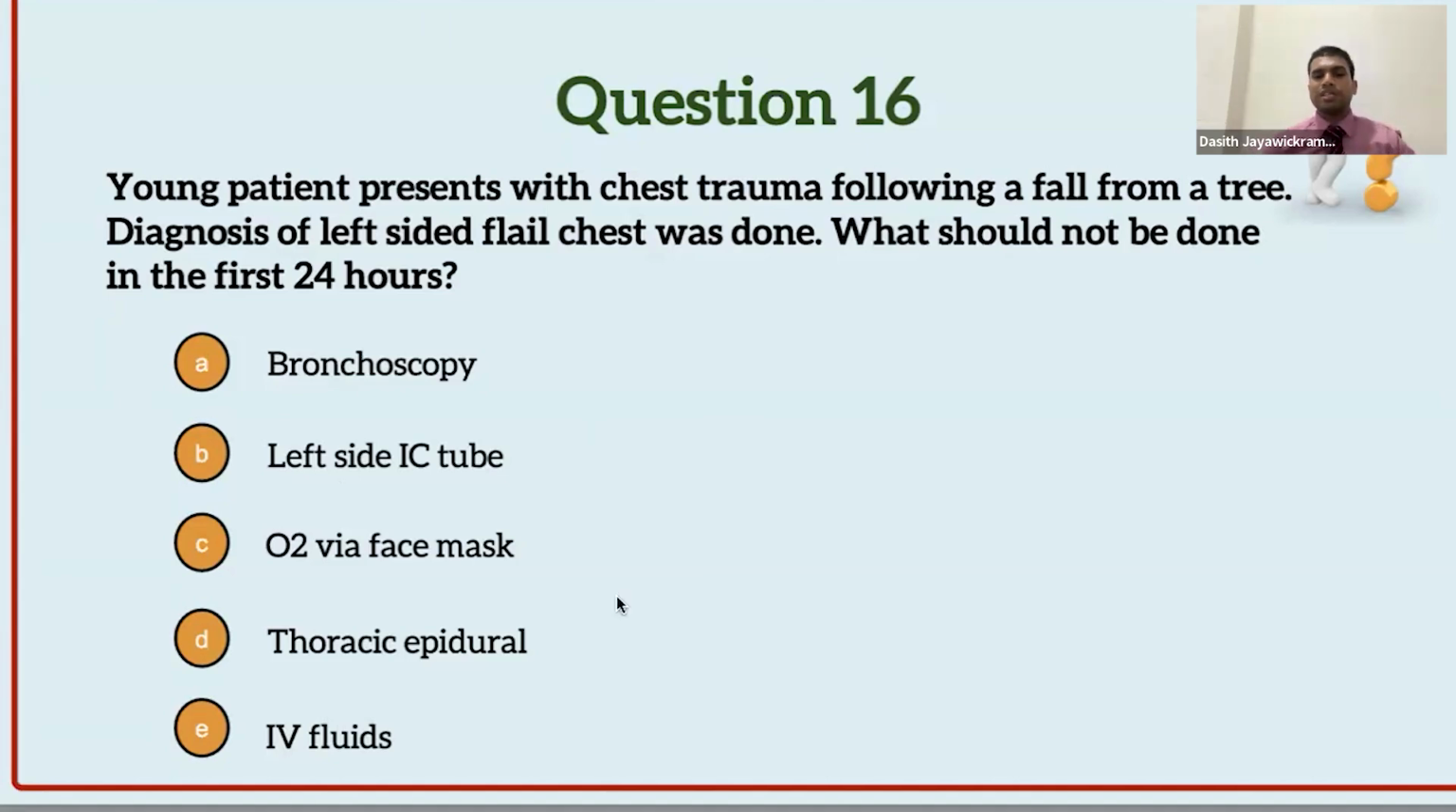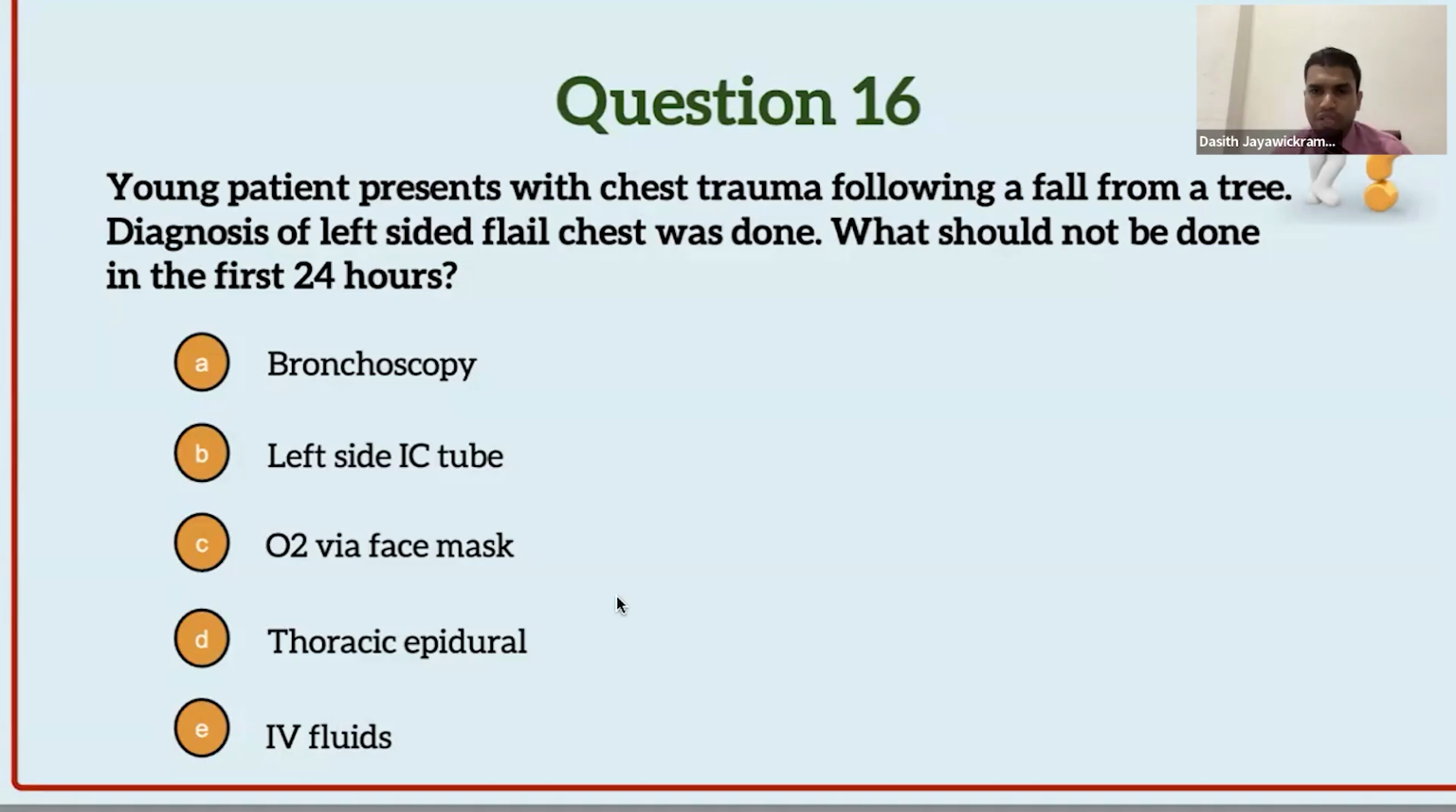Oxygen supplementation. Thoracic epidural, yes, because the flail chest segment is very painful, and because of that pain, the patient will tend to not breathe properly on that side. With that, there will be basal atelectasis of that side, and that atelectasis could cause pneumonia. In order to prevent that, we need the patient to breathe without pain. The best analgesic to give is a thoracic epidural or intercostal block. So thoracic epidural is an analgesic mode that can be given to this patient. So that is true. IV fluids.